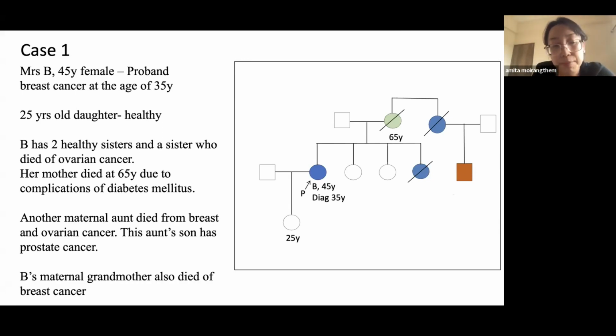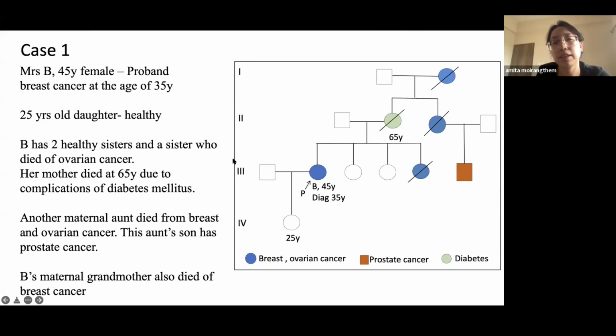Then we have Mrs. B's maternal grandmother who also died of breast cancer. So this is the previous generation, where Mrs. B's mother's mother, the grandmother, died again of breast cancer. So this is a three generation, or in fact, a four generation pedigree. We denote the generations with Roman numerals here: first, second, third, and fourth generation. And here we denote what each color means. So blue is this and so on. This is the complete pedigree that we have drawn here.